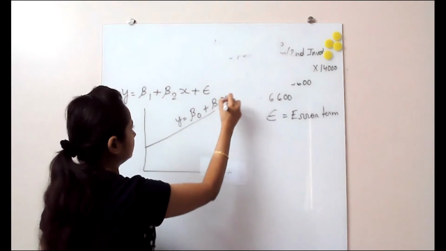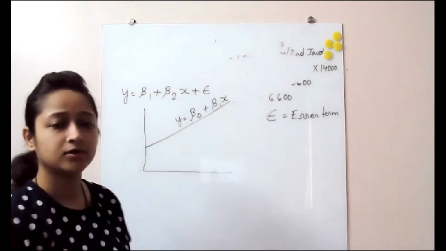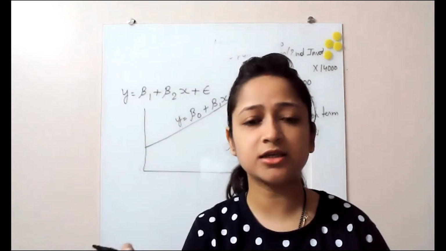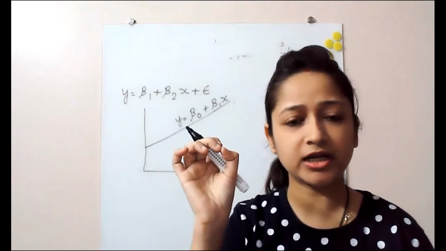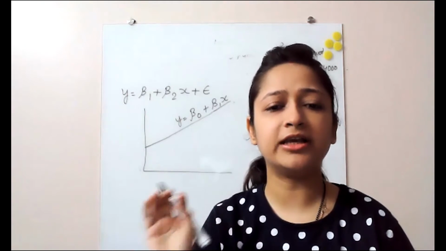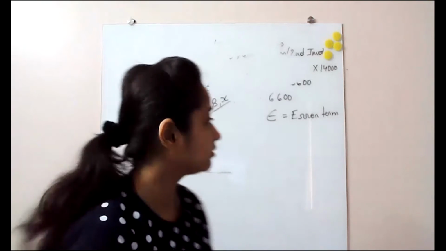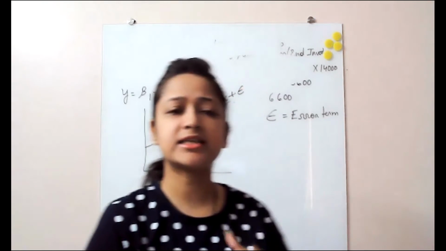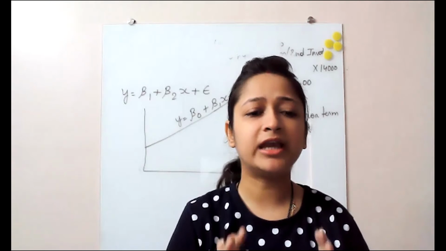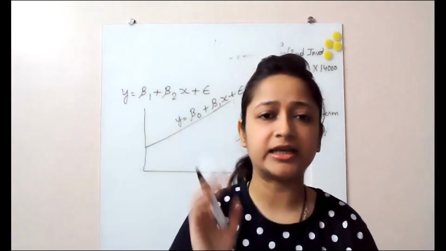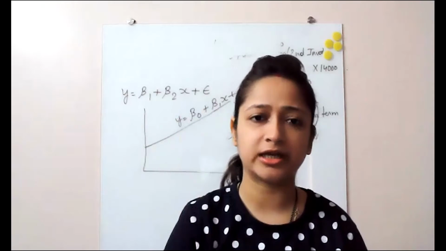Now, when we use this equation and if we get a straight line, we call it a linear equation. Now, what does this error term mean? When we have predicted our data, we got a straight line. After prediction, we got a straight line.